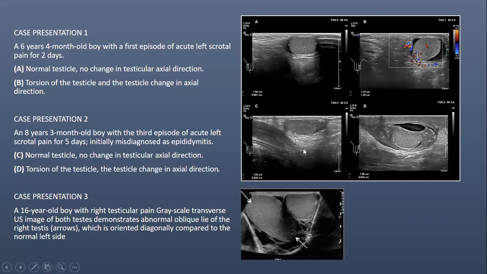So all these were pediatric cases, initially misdiagnosed as epididymitis, as I've told you. Usually, most people will diagnose epididymitis and not torsion. So it's important to look at the position. You see the normal position, the testis is lying in the axial direction. You can see it's lying straight. But you see in the second image on the right that the position has already changed.